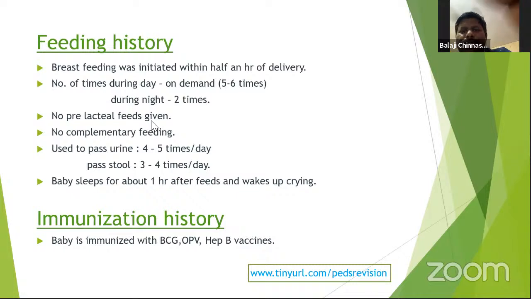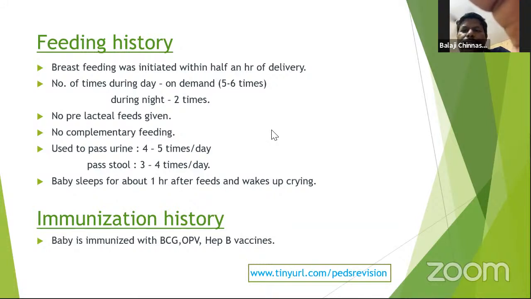Okay, continue with the immunization history. The baby is immunized with BCG, OPV 1, hepatitis B vaccines. So that will be your birth vaccines. They might ask you about the route of vaccination. You will say intradermal BCG live vaccine. So basic questions they might ask you, and sometimes they might ask you the progression of BCG.